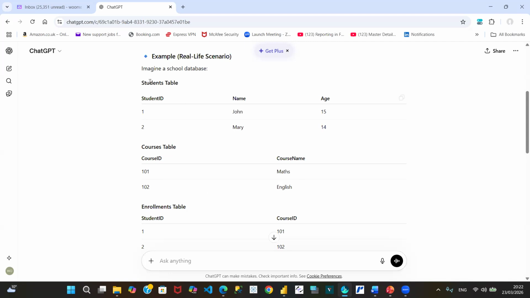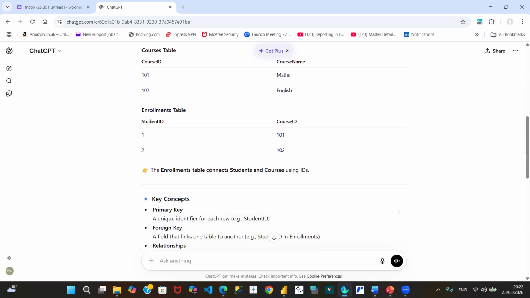You see, the first one was the students table where student records are kept. The second one is the courses table where the records of courses that are offered are kept. The enrollment table records the students that are enrolled, okay? Student ID 1, John, is enrolled for course ID 101. Mary, which is student ID 2, is enrolled for 102, okay?